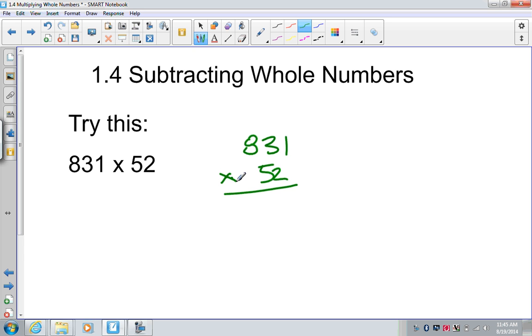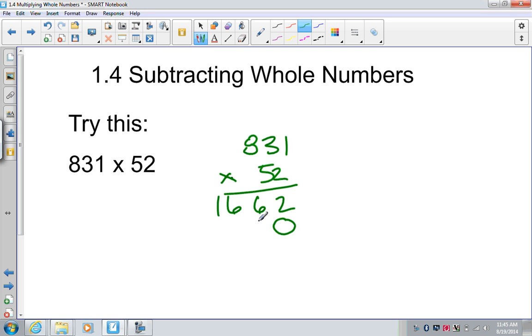So we start with the 2 in the bottom right. And I'm going to multiply the 2 to the 1 and get 2. I'm going to multiply the 2 to the 3 and get 6. I'm going to multiply the 2 to the 8 and get 16. Now hopefully you didn't forget to put the 0 on the next line. And now we need to multiply our 5 to the numbers above.